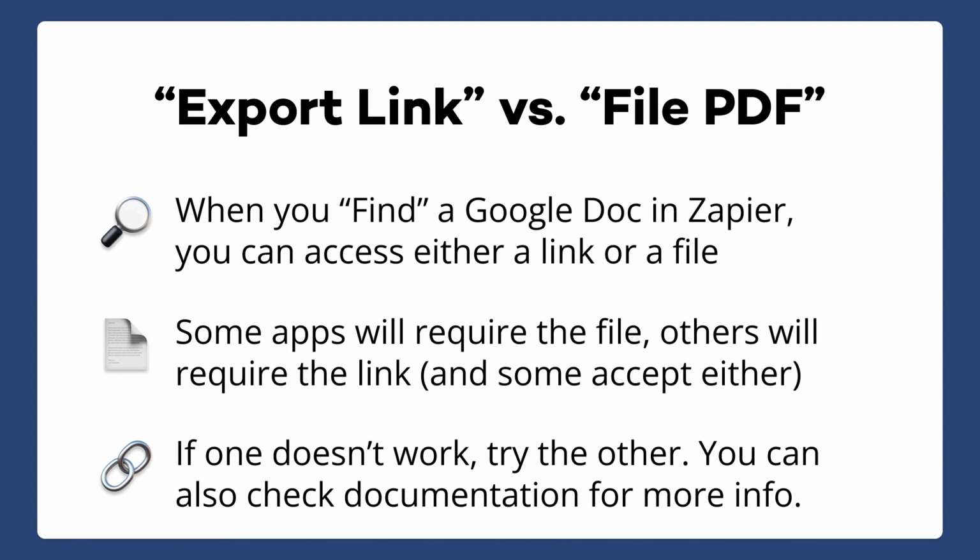This distinction between the actual file versus the public URL is important because some apps will only accept one or the other. In some cases, you'll need the link. In other cases, you'll need the file itself. As you're building Zaps, if providing the link doesn't work, try providing the file itself, or vice versa. Between the two, you should be able to get your Zaps working. With Zapier, it's easy to automatically get a PDF for a Google Doc and send it to anyone. Just pick the right variable from the list and you're good to go.